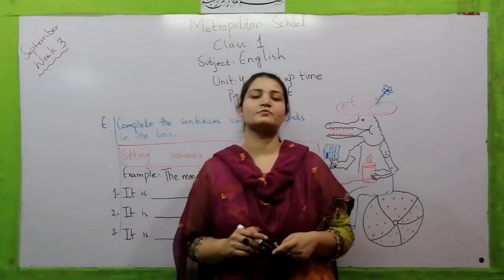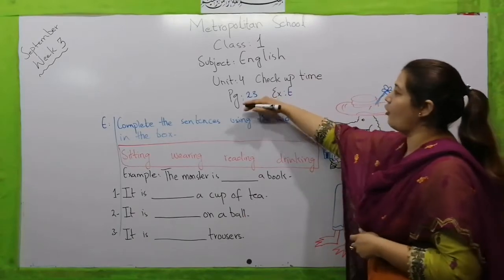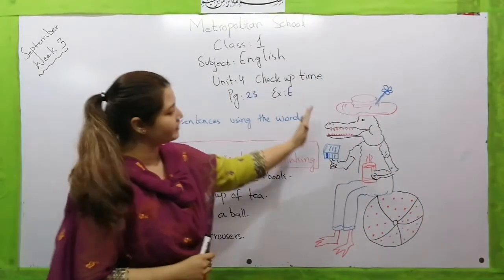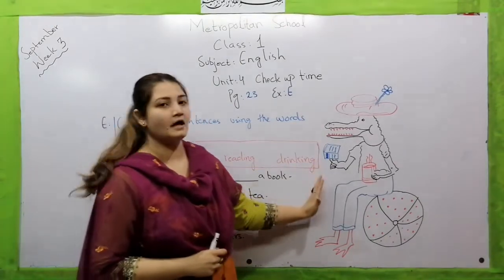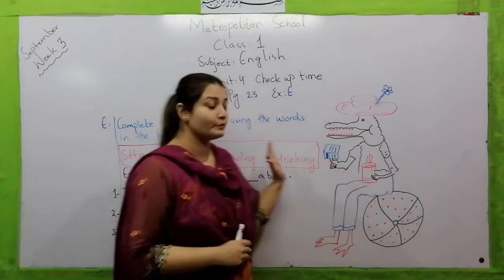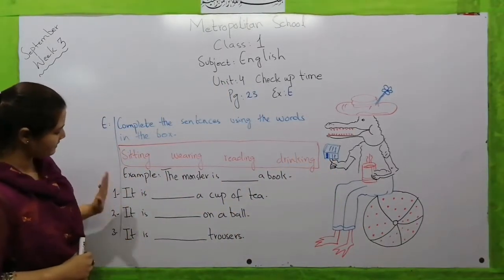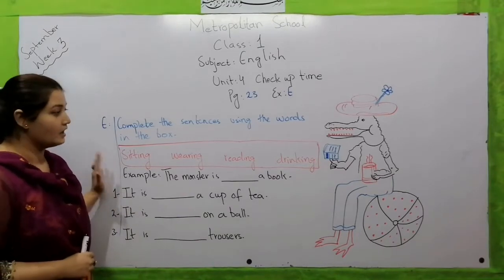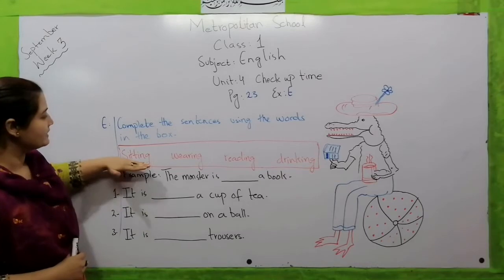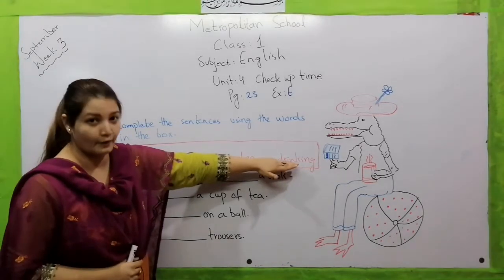Alright kids, now let's move towards another exercise, which is exercise E on page number 23. In this exercise, a picture is given. It is a monster. In the first exercise, if you remember, we studied the pronoun it. In this exercise, this pronoun is repeated along with some words which are given in this box. The words here are sitting, wearing, reading, and drinking.